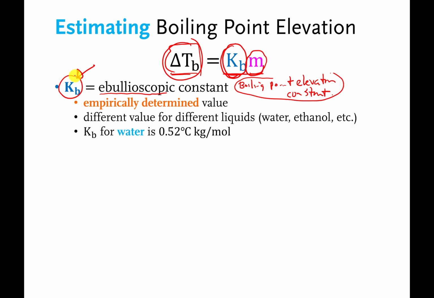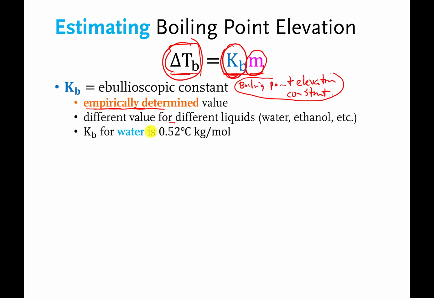And K sub B is empirically determined. It means that someone had to do a bunch of experiments to figure out what this number is for different liquids. It's a different number for different liquids. I certainly don't expect you to know what it is for water or any other kind of liquid. It'll be a certain number for water, a certain number for certain kinds of vegetable oil, let's say, a certain number for certain alcohols. Empirically determined just means you can't just think about it and figure out what the number is going to be. You have to do experiments to figure out what the number is.